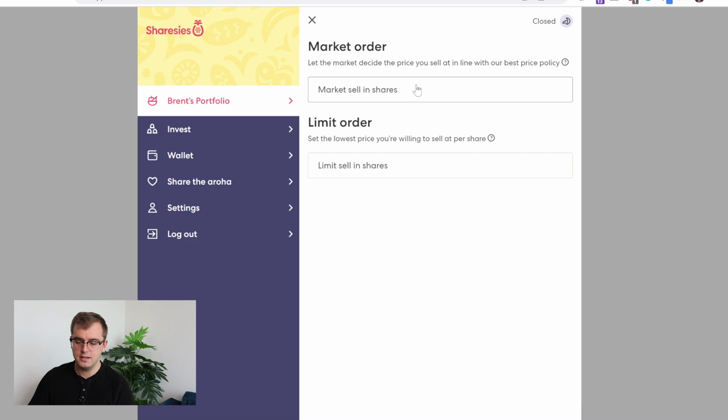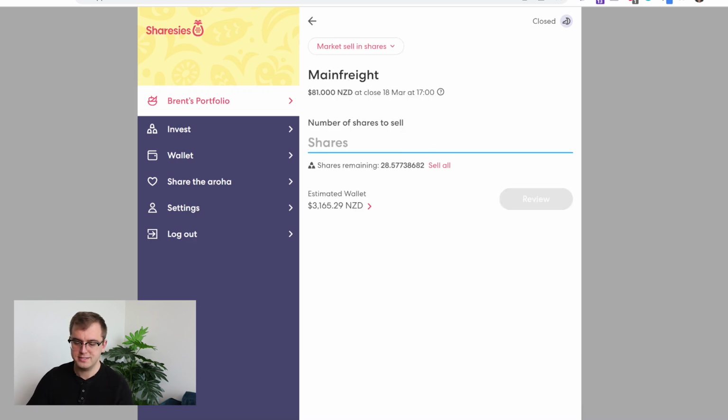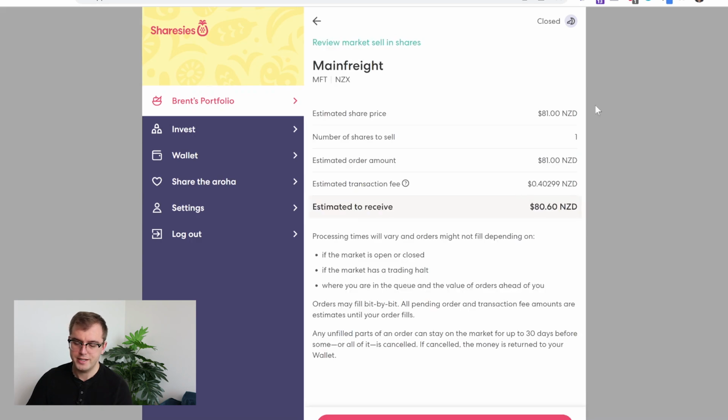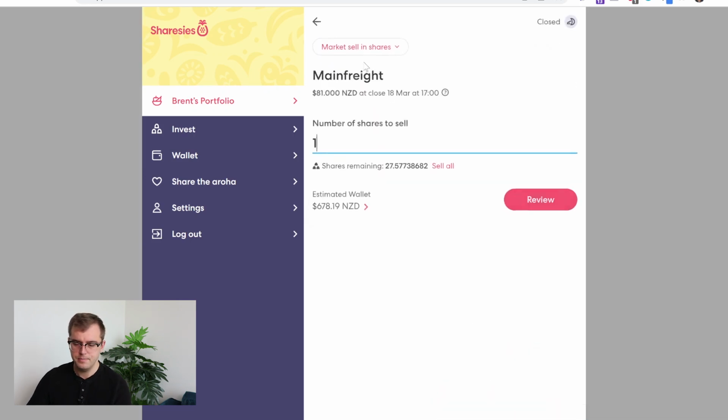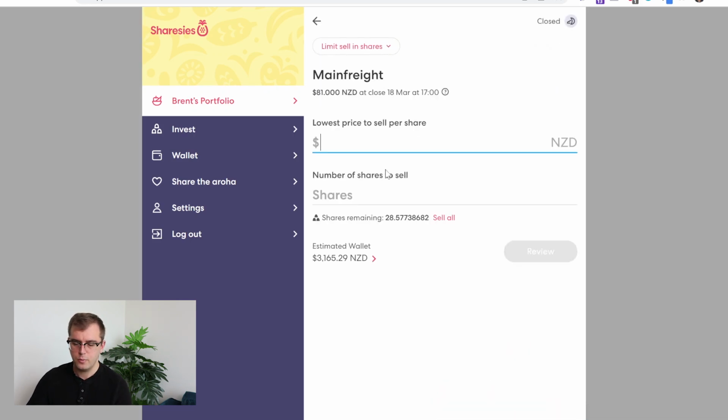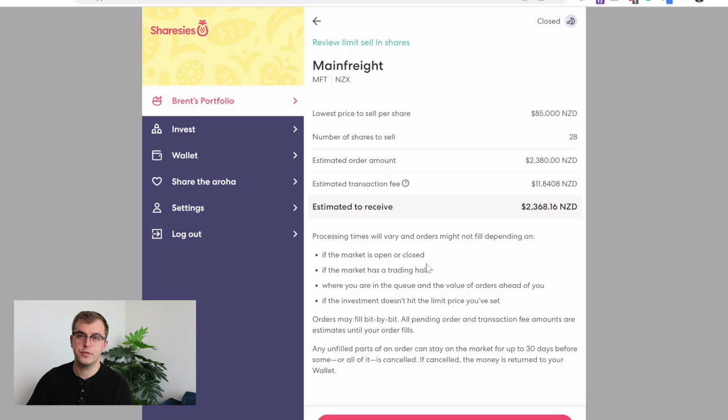So if we look at market sell, we simply say how many shares we want to sell. In this case, I've put 1. We click review. It'll come up with the transaction fees, the amount that we're selling, and the value, and we click sell. However, if we want to do a limit sell, we can select that here as well. We can say we want to set it at 85. We want to sell all of our shares. We click review, and it will come up with that transaction. So we can see what our fees would be, and we can also see the amount that we're willing to sell. When we're happy with that, we press sell.